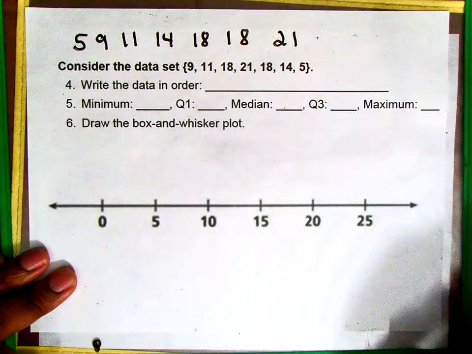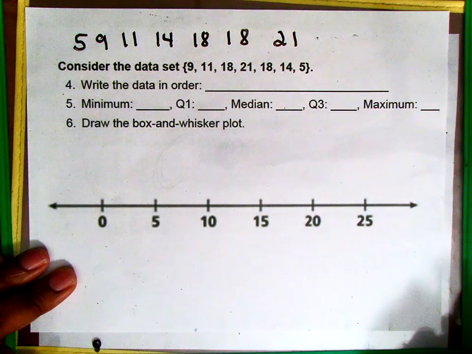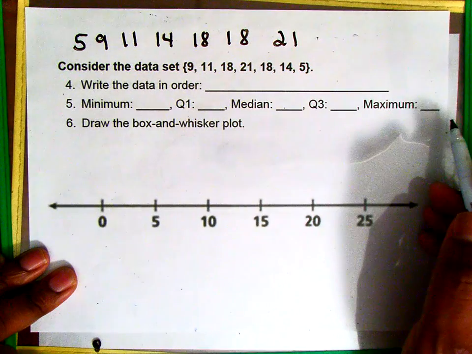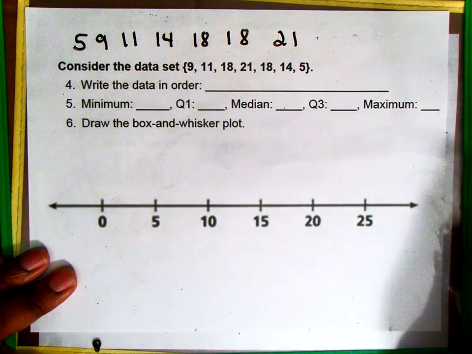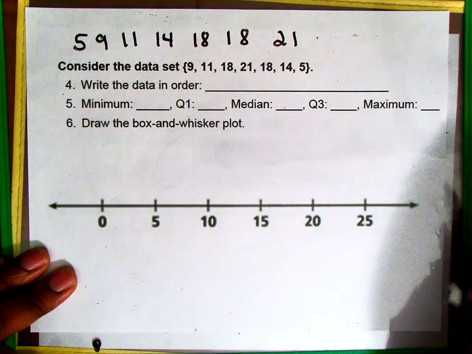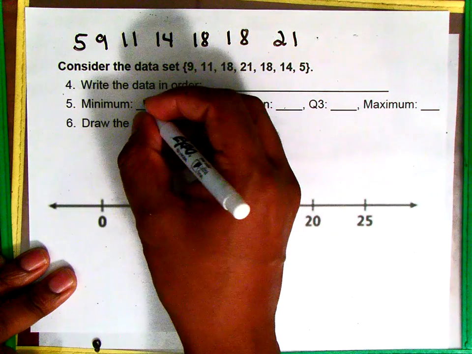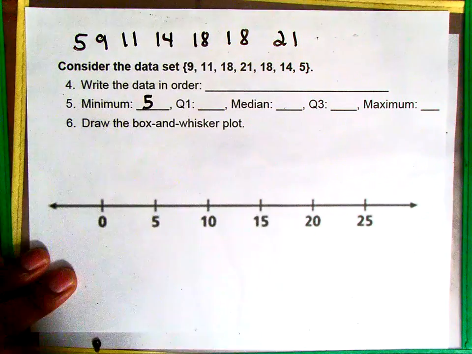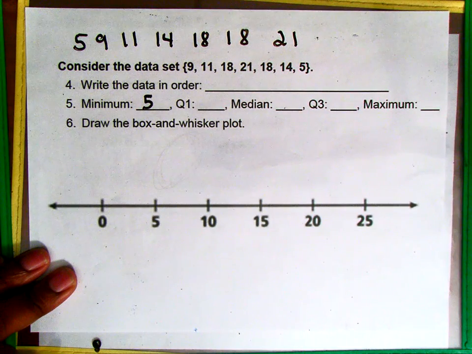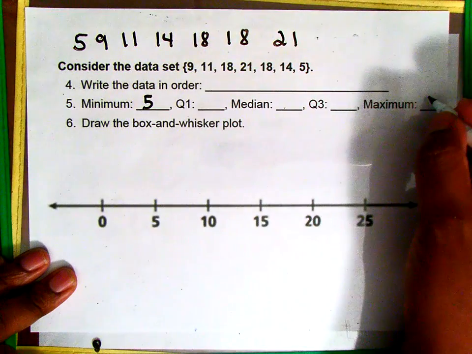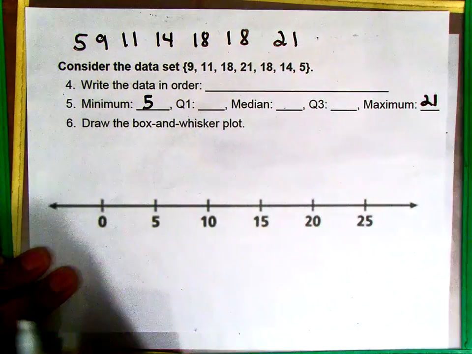Now, the next thing I'm going to do is, I'm not going to go perfectly in this order. I'm going to start with the easiest things first. So first, I'm going to go ahead and find the minimum, which is the smallest number, which would be 5. Then I'm going to go to the maximum, which is our biggest number, 21. Once you put it in order, it's real easy to see that.